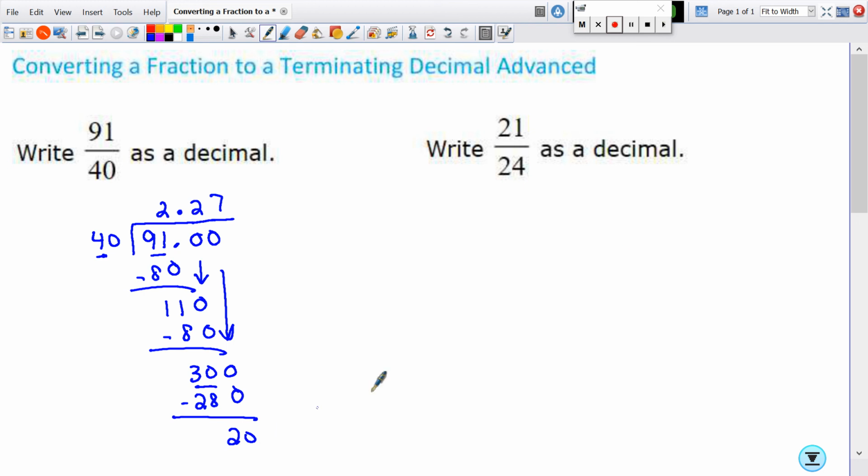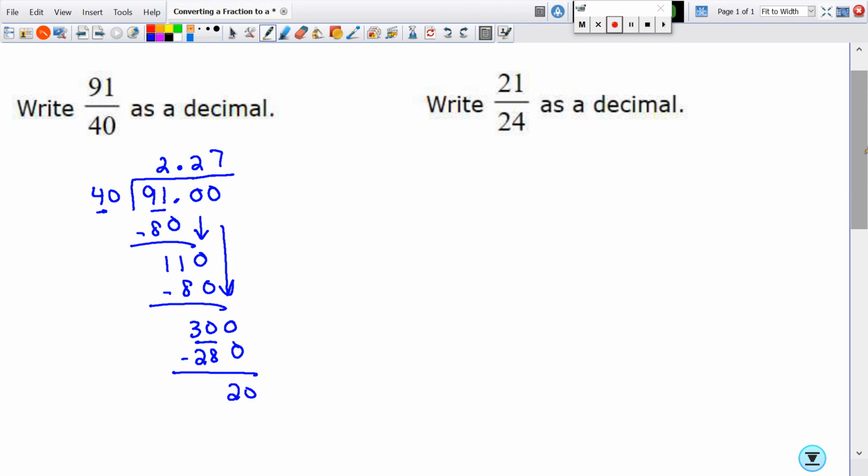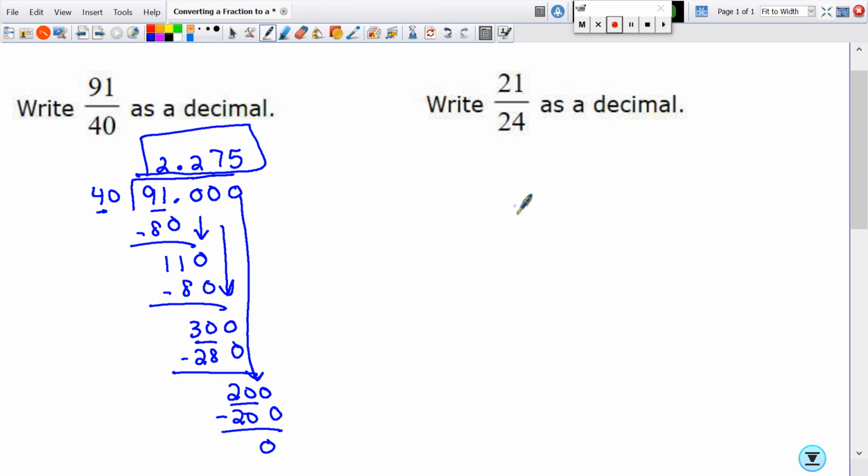We don't have 0 here as a remainder, so we have to keep going. I'm going to put a 0 up here so that I can bring it down here. 4 goes into 20 5 times. 5 times 0 is 0. 5 times 4 is 20. Subtract. Now we don't have a remainder, so we are finished. So 2.275.